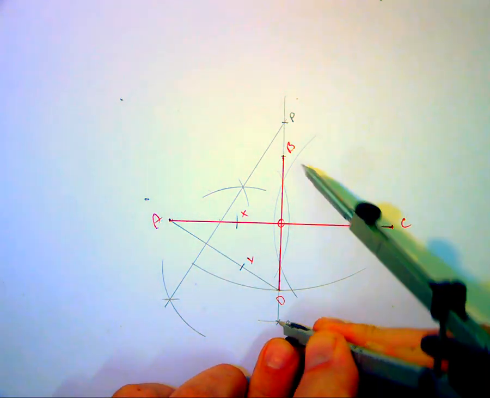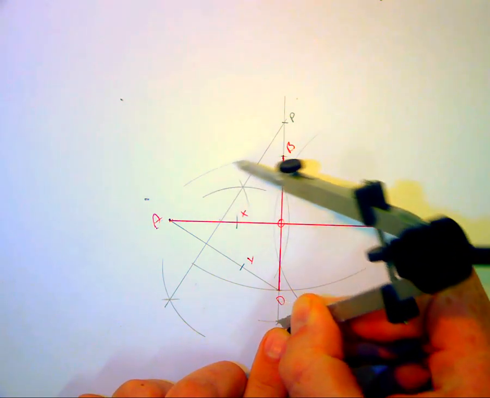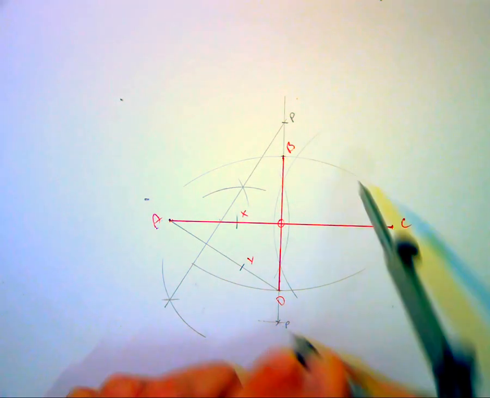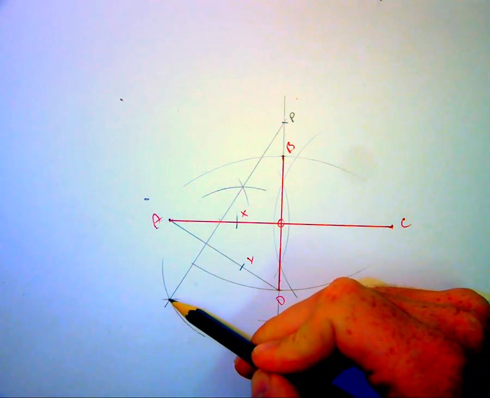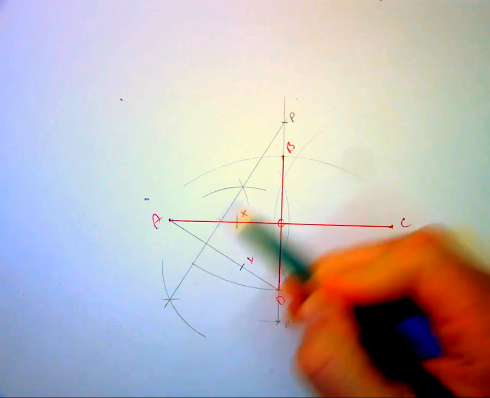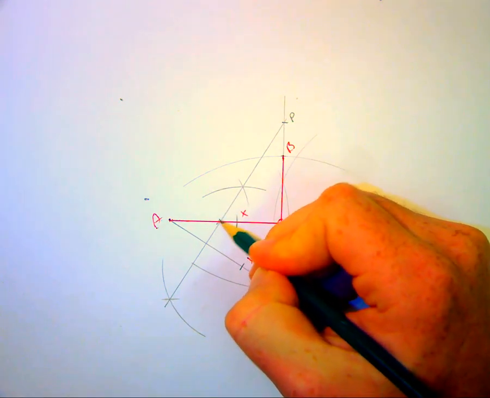So now I place it on that part, make sure it goes through point B, and I just draw an arc. Now the point that was generated by my two arcs in the left and the top left quadrant generates a point for my small arc.